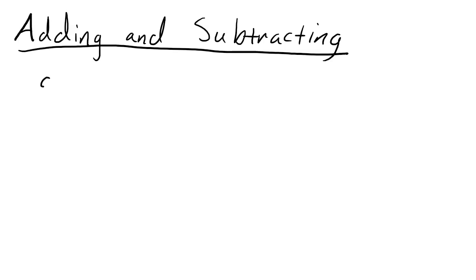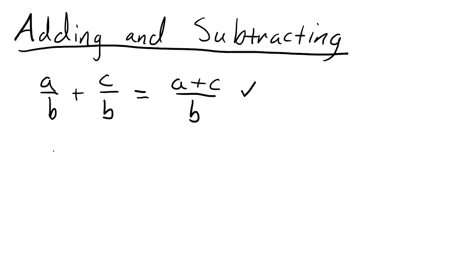So for our example, we're going to have a over b plus c over b, b being the same number and b not equaling 0, because this is a proper fraction. All we do is add the numerators. We do not add the denominators. And this is going to be our answer.